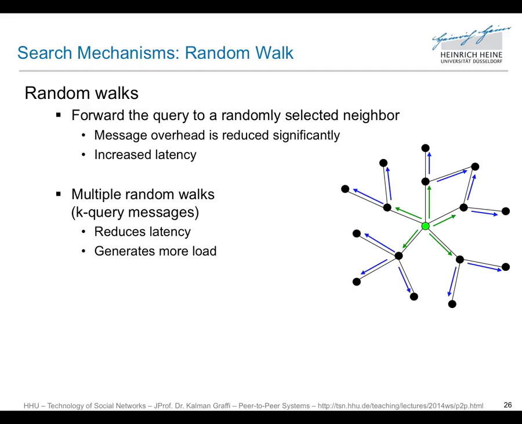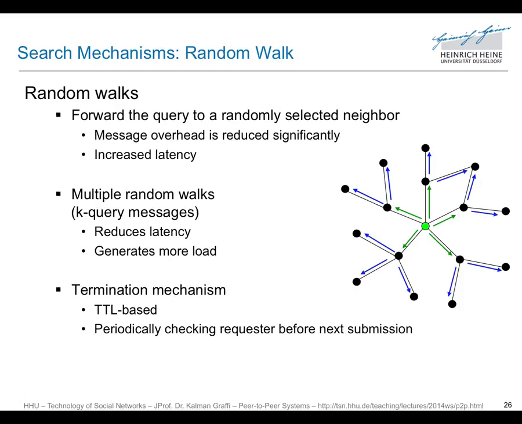So what is a random walk? A random walk is if you send your query not to all of your neighbors, but only to a specific number of neighbors, which is typically a factor like k. We will use this factor later on. That means if you select k equals 2, then you only send it out to 2 neighbors.